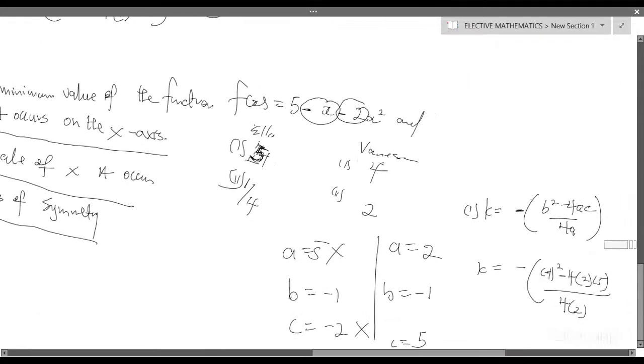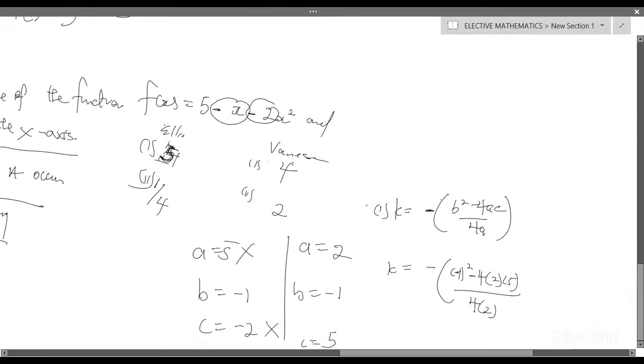Sir, please, isn't A -2? Yeah, it's -2. A is -2. You kept +2. Oh, okay. Then let me correct it. A is -2. Thanks for the correction. A is -2. Yes. So this is how it's going to be.